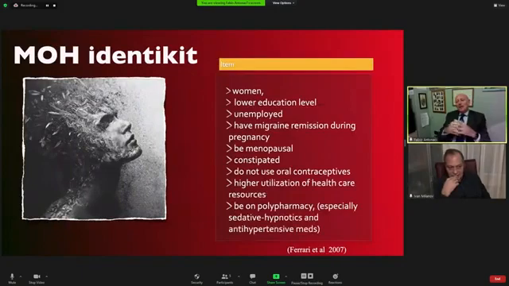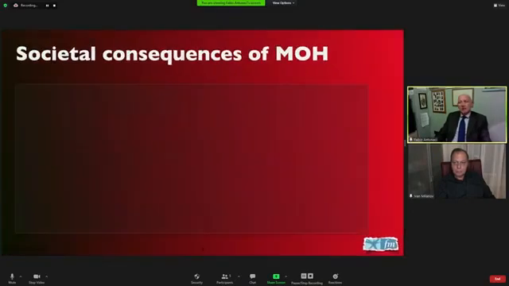If we want to see the identikit of a typical patient with medication overuse headache, in most cases they are women, with a lower educational level, unemployed, with migraine remission during pregnancy. Sometimes they are in menopause, have constipation, and do not use oral contraceptives. And most of the time, they use some other drugs like sedatives or antihypertensive drugs. So this is an important identity to see our patients.